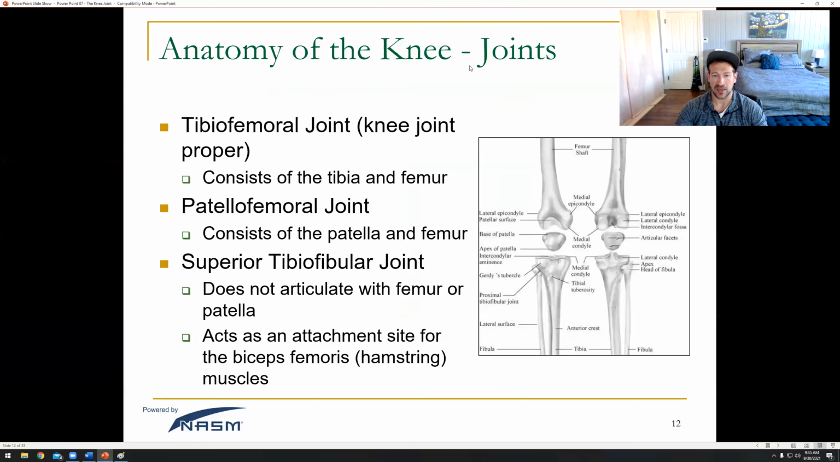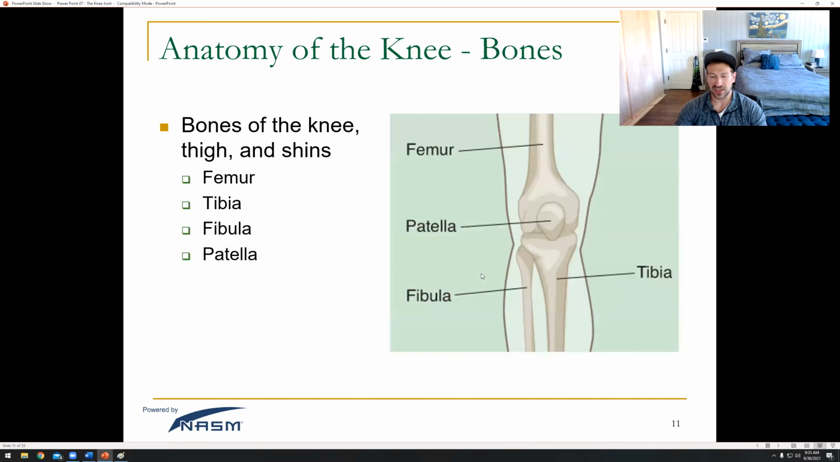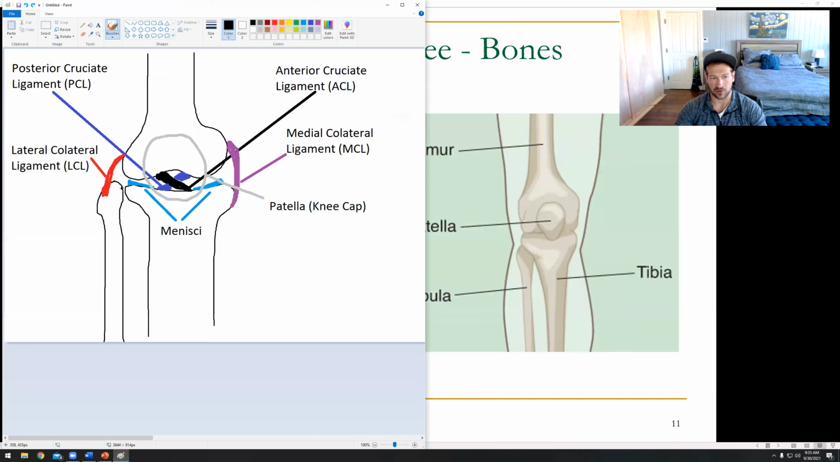So if we pull it apart, if we're talking about the joints, you've got the main knee joint, which is where your femur, the biggest bone in your body, is interacting with your tibia. There is actually not a connection between my fibula and my femur, as you can see in the picture I drew.